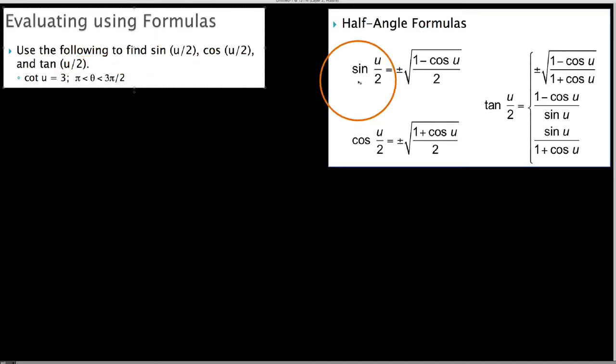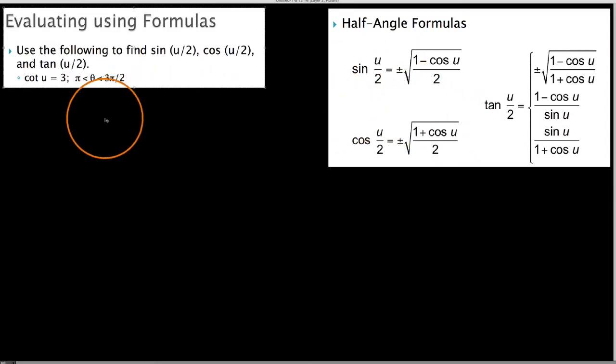Okay. So in this video, let's go ahead and write out what we need here. The sine of u-halves is going to be plus or minus the root of 1 minus the cosine of the original angle over 2, whereas the cosine of u-halves is going to be plus or minus the root of 1 plus the cosine of u, the single angle, over 2. And when we find the tangent, we're also going to need to know the cosine and the sine of this angle u.